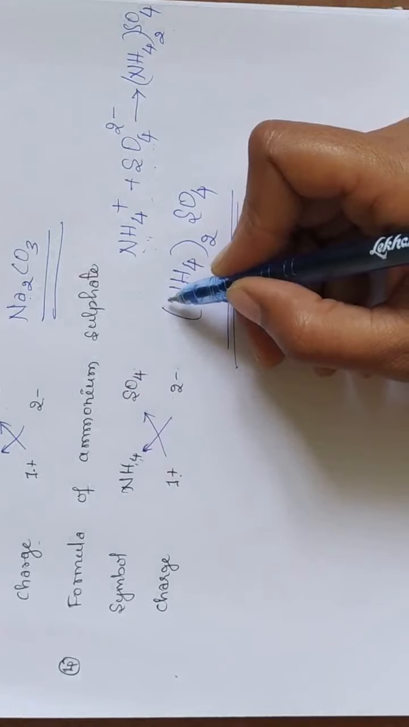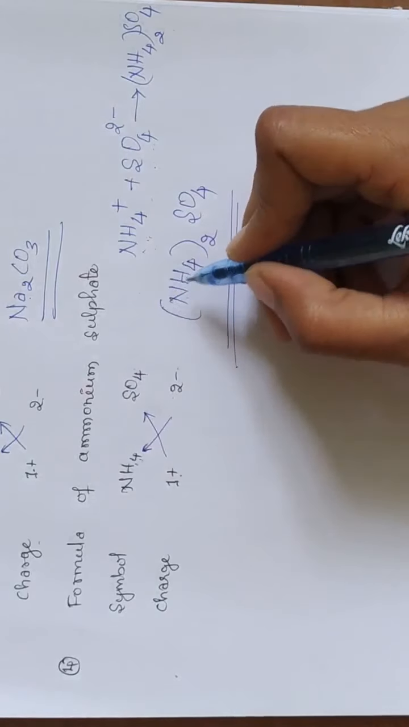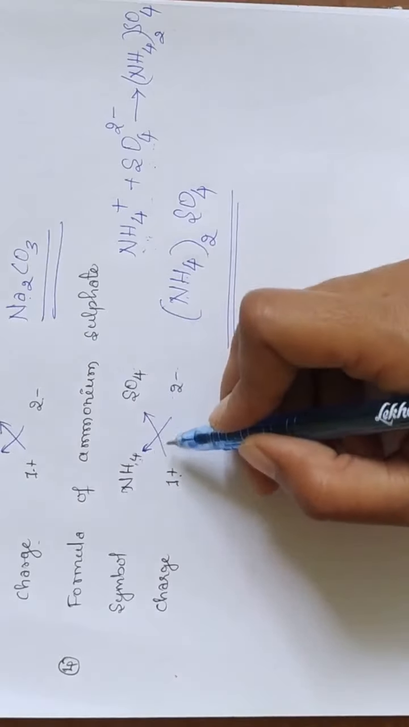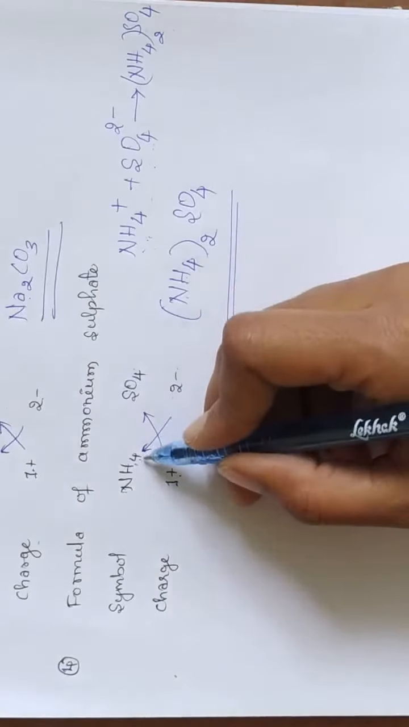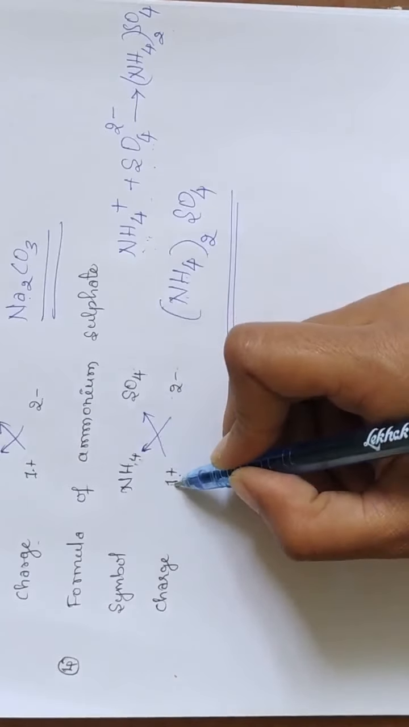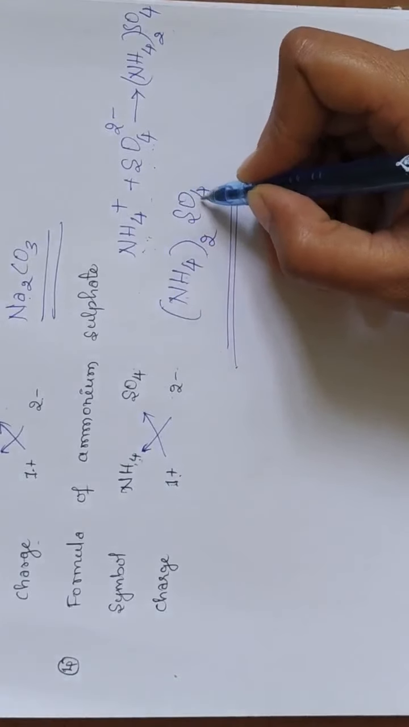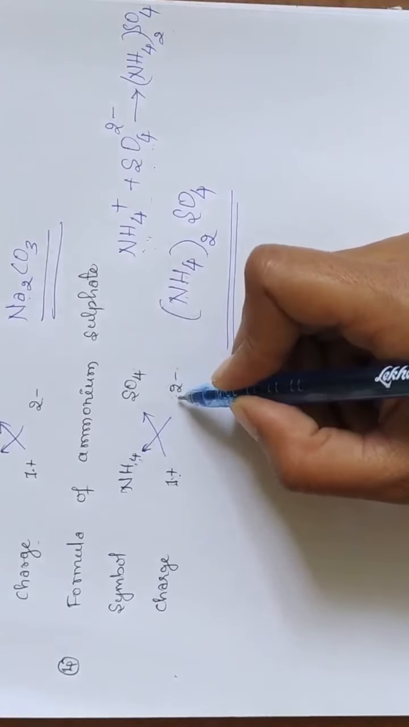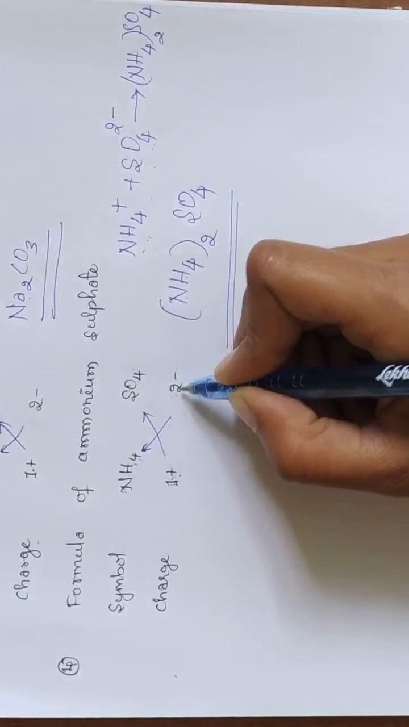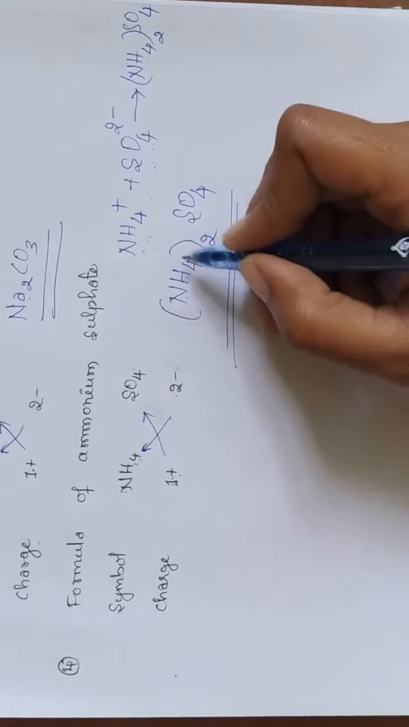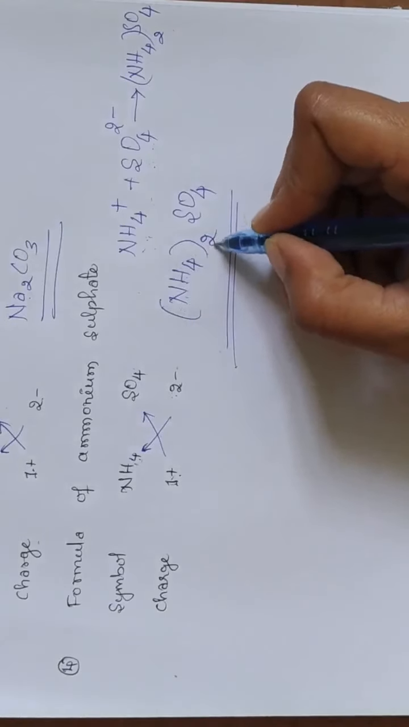If both the combining ions are polyatomic ions, while cross multiplying we have to see if the value is 1. If it is 1, we write it as it is, no need of putting the polyatomic ion inside the bracket. If the value is greater than 1, as in ammonium, when we multiply ammonium with 2, it is more than 1, so we have to put the ammonium ion inside the bracket and mention its number outside the bracket.